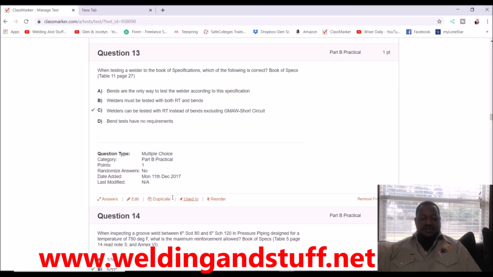So if we go back and we read this, here go your answers. A, bends are the only way to test. That's false. B, welders must be tested with both. That's false. Remember, read the note, part A. C, welders can be tested with RT instead of bends, excluding shielded metal arc welding and short circuit. Short circuit is excluded from everything. I don't know if you ever welded short circuit, but you probably could take a hammer and hit a T-joint and break it loose. And that's why they do not accept prequalified procedures for short circuit. And D, bend tests have no requirements. That's false. So the answer is C. So that's how you find your answers to this.